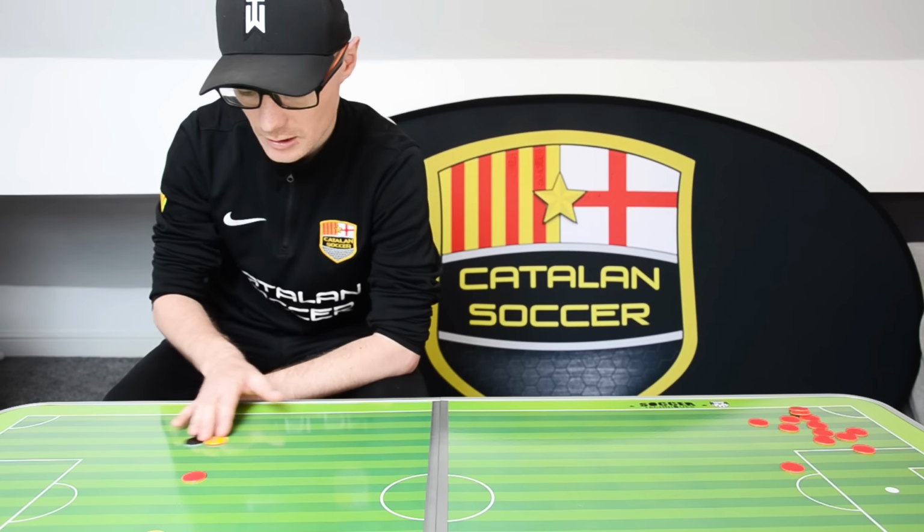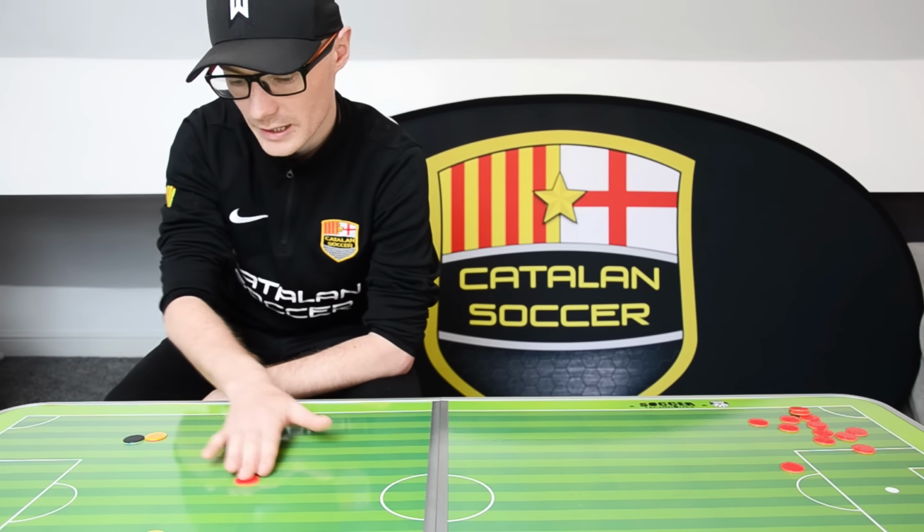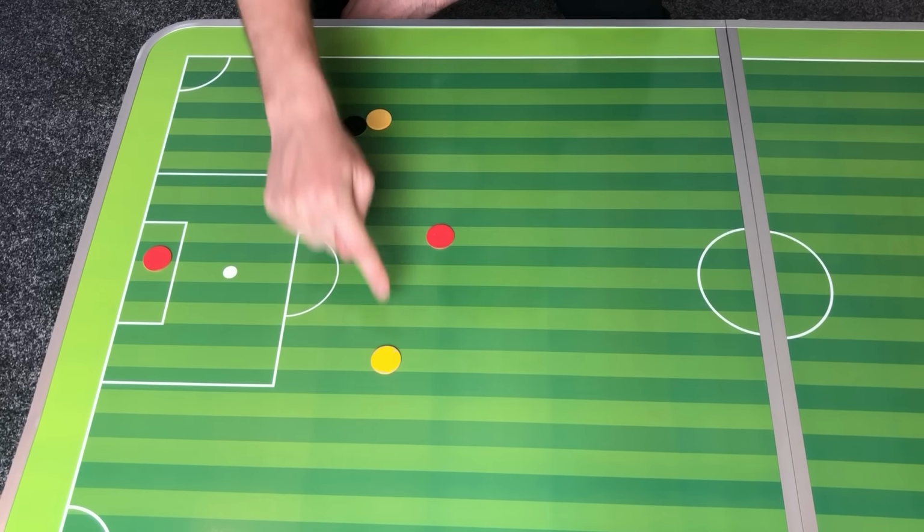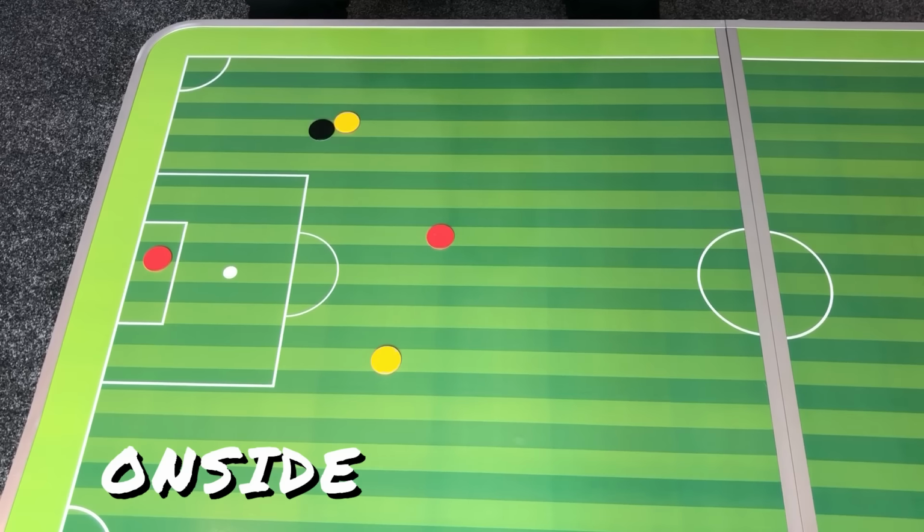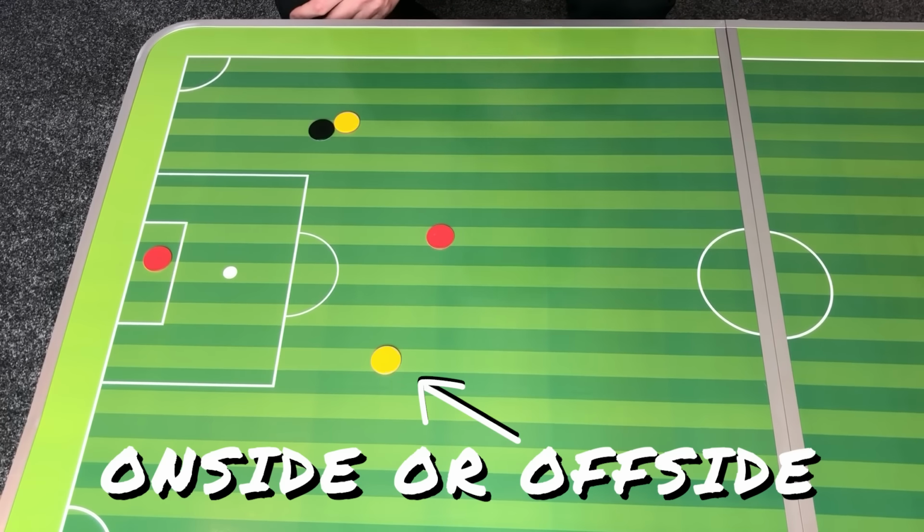Okay, so the next scenario, my attacking player is running down the wing, the defending player is making a recovery, and his teammate is now running into the box. Let me know if the ball was played now, would he be onside or offside?